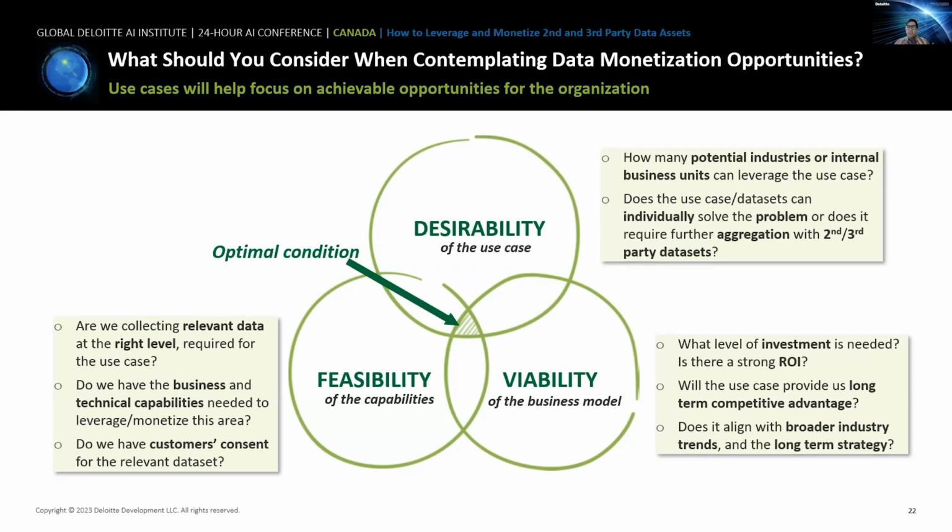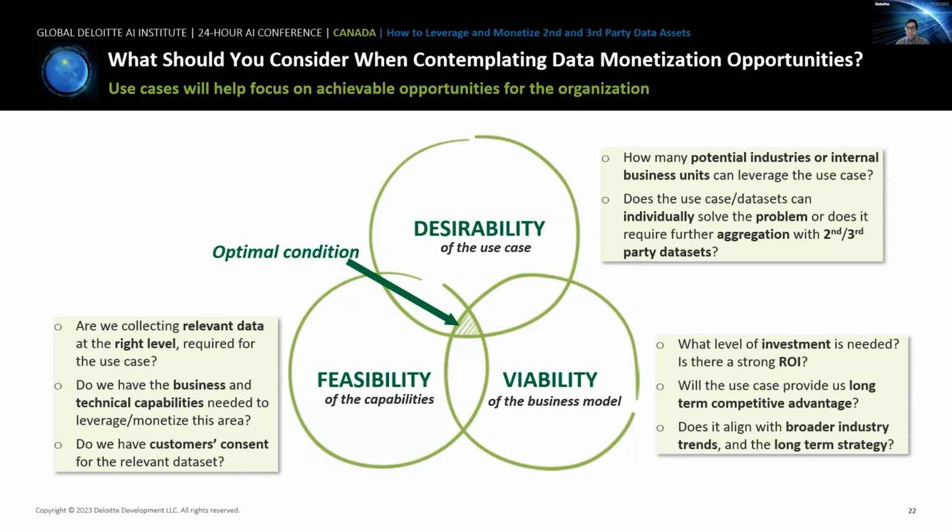So when you think about internal monetization, you have to think more around the feasibility and the desirability of that specific use case. The viability may be less important because it may not be as much of a play for dollars or revenue, but rather, from an internal perspective, what type of ROI can you get intrinsically? So you think about the feasibility of the capabilities that you have to be able to share that data across internally, or from a desirability perspective, how many business units can you actually share across?